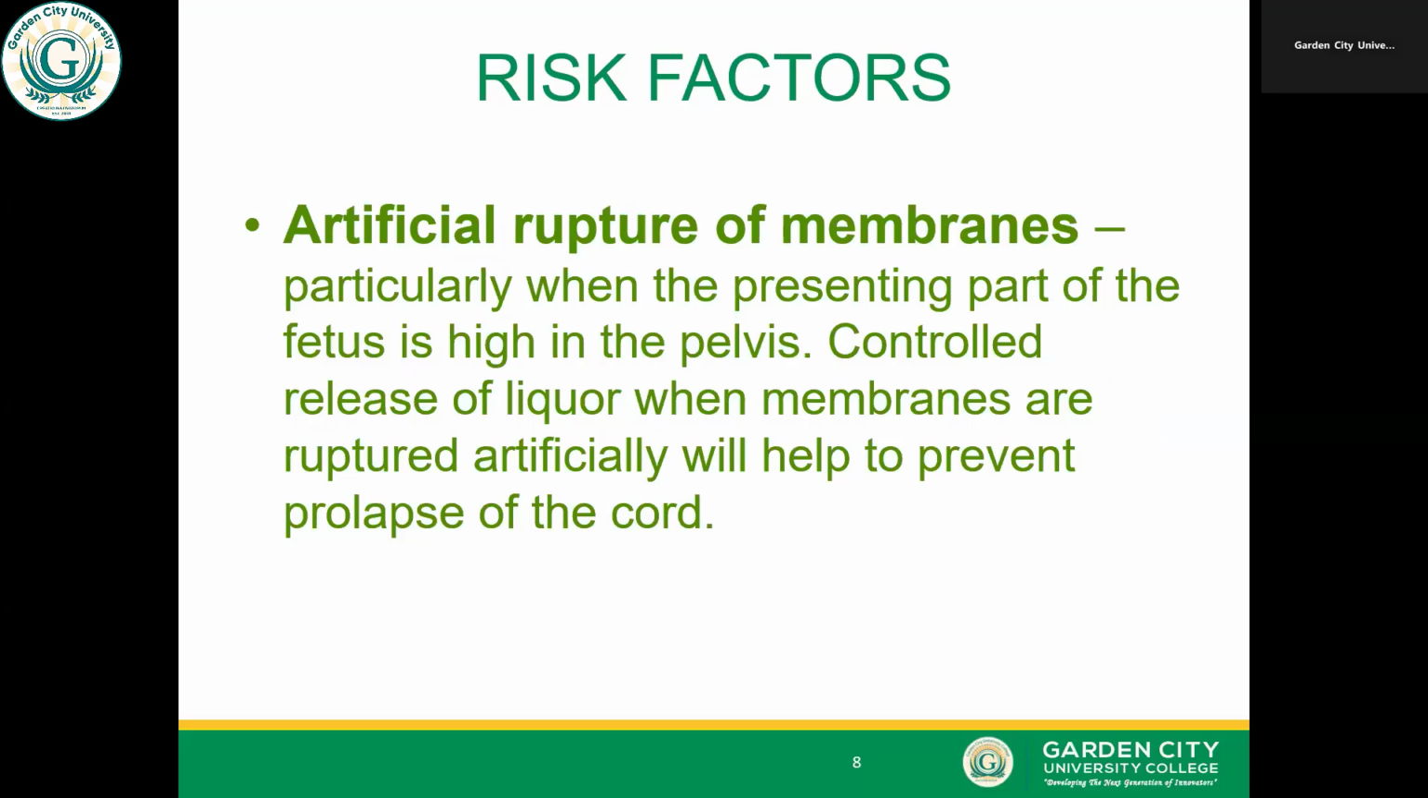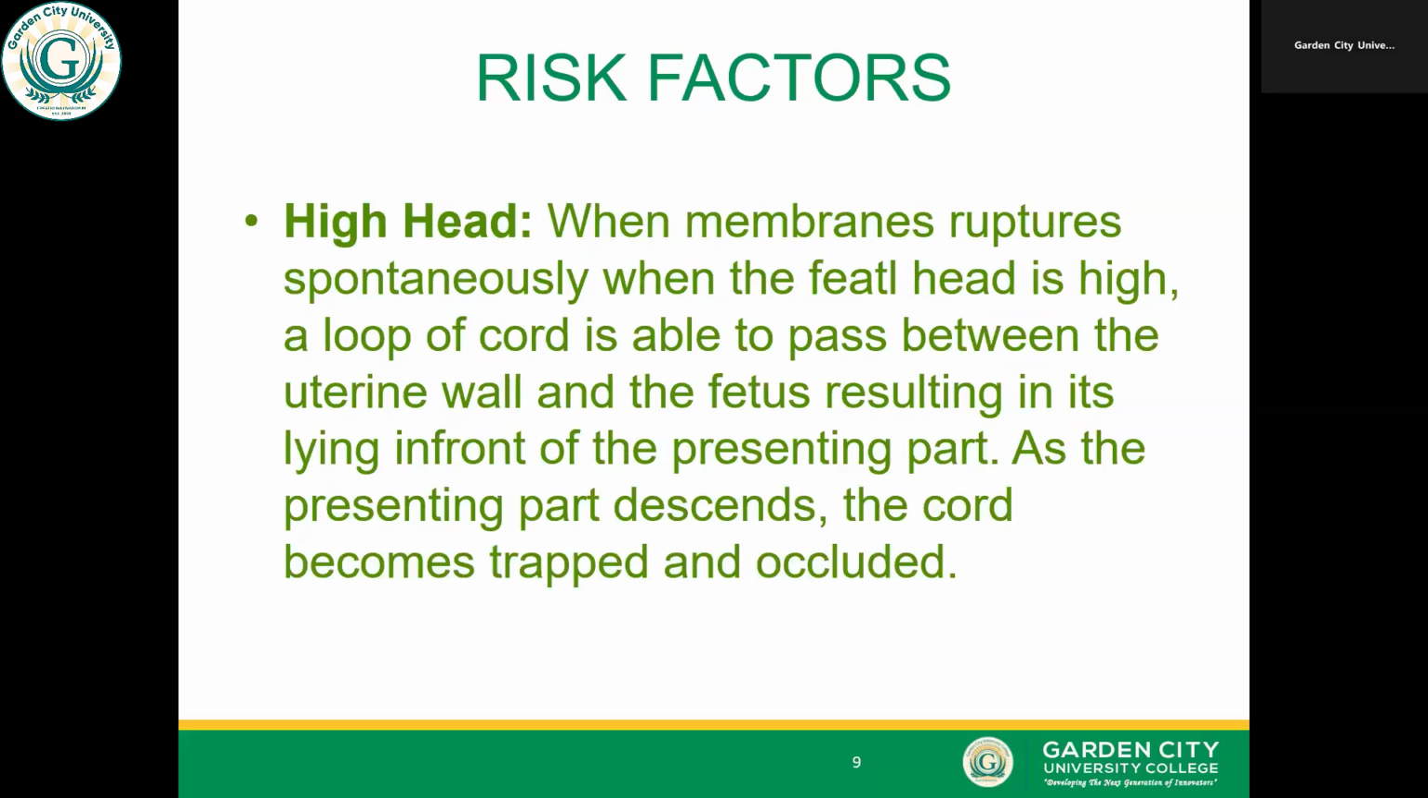Then we have artificial rupture of membranes, particularly when the presenting part of the fetus is high in the pelvis. So you'll see that when the presenting part is high, you do VE, you realize that membranes are bulging, but you cannot feel the presenting part. It is advised not to rupture the membranes. So you have to wait and see if the head will descend. If you are not feeling the descent, don't rupture. Even when the descent is there and you are rupturing the membranes, you have to control the release of the liquor to prevent prolapse of the cord.